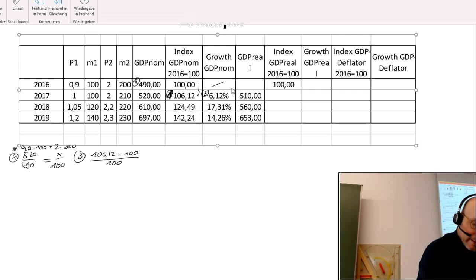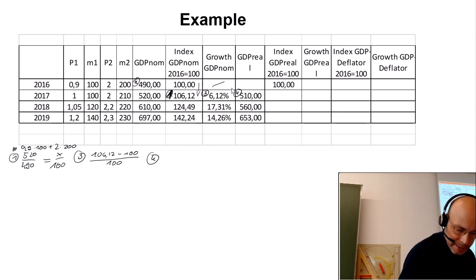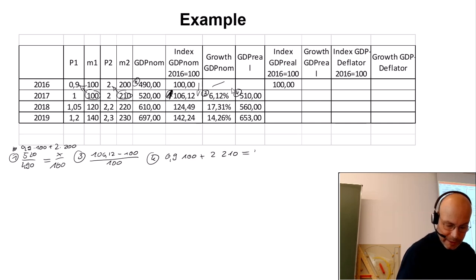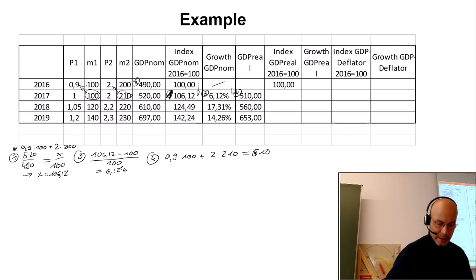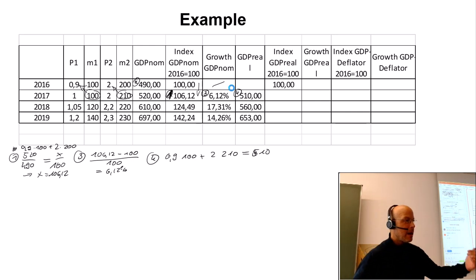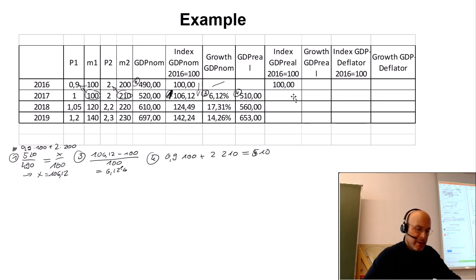But anyway, I write down here, where does this 510 come from? So this would be this times this and this times this. 0.9 times 100 plus 2 times 210 is 510. This has been 6.12%, and this x is 106.12.